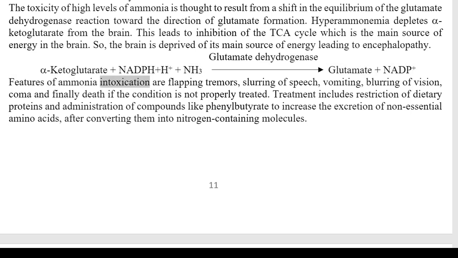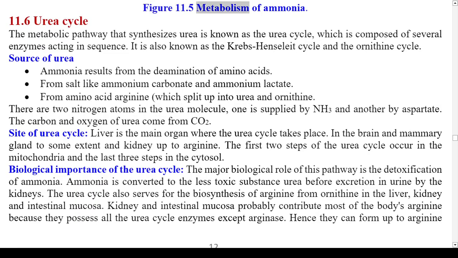Features of ammonia intoxication are flapping tremors, slurring of speech, vomiting, blurring of vision, coma, and finally death if the condition is not properly treated. Treatment includes restriction of dietary proteins and administration of compounds like phenylbutyrate to increase the excretion of non-essential amino acids, after converting them into nitrogen-containing molecules. Figure 11.5 Metabolism of ammonia.